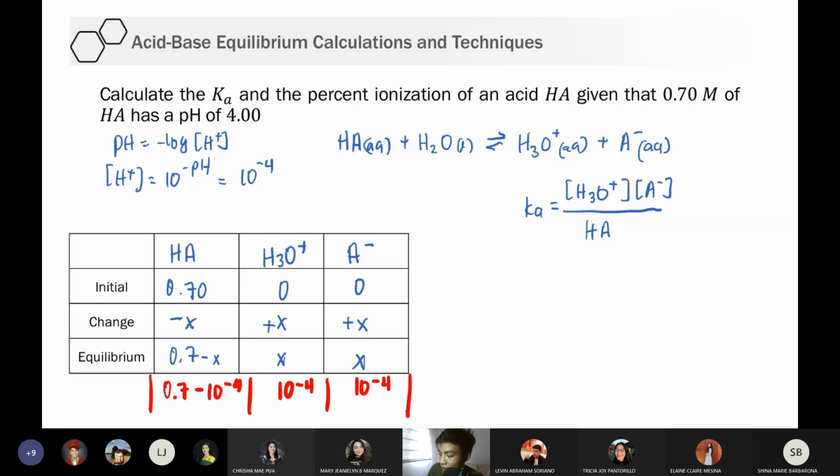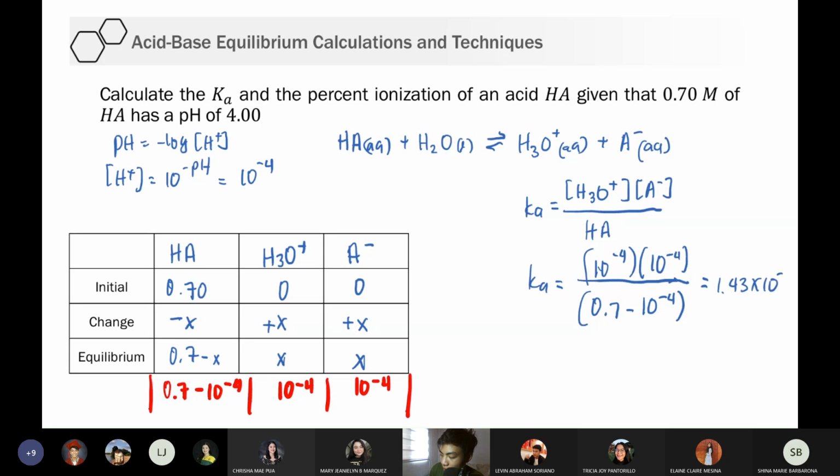Di ba? So Ka is 10 raised to negative 4 times 10 raised to negative 4 divided by 0.7 minus 10 raised to negative 4. Plug in nyo na lang sa calcio yan. 10 negative 4 squared over 0.7 minus 10 raised to negative 4. So our Ka is 1.43 times 10 raised to negative 8.